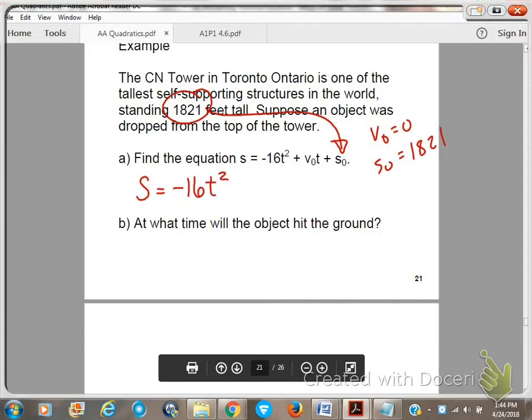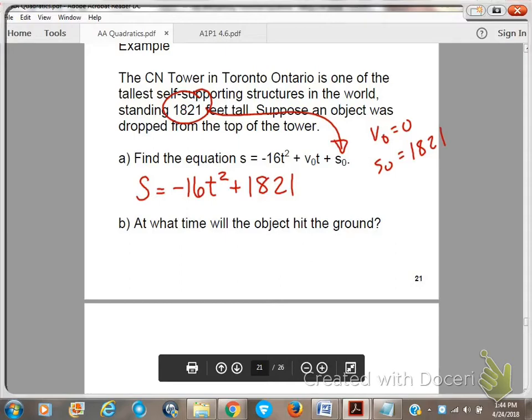Now, if I was to write down plus 0T, would that do anything? No, so we'll just leave that one blank. And then at the end, plus 1,821. So S equals negative 16t squared plus 1,821. That gives any height of a projected object. That's like your standard go-to formula that you start plugging stuff into.